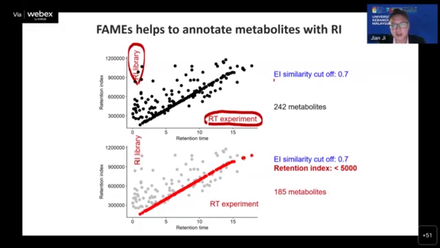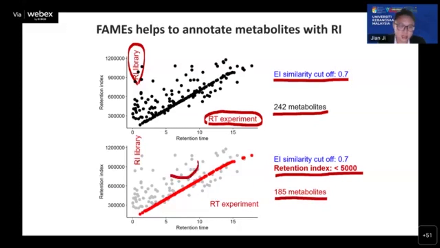So if we only cut off the EI spectrum match at 0.7, we got 242 metabolites in this case. If we add the retention index filter, smaller than 500,000, we get 185 metabolites, which means the gray metabolites will be removed. Only the red ones will be kept. So the retention index is pretty important in the annotation part. If we do not use it, you cannot annotate your metabolites rightly.